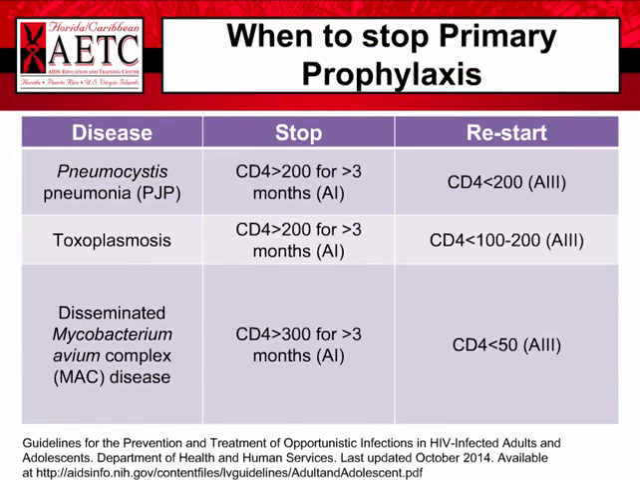So when do we stop this primary prophylaxis? For PCP, we typically stop when the CD4 count is above 200 for more than 3 months, and it can be restarted again when the CD4 count drops to below that 200 level. For toxoplasmosis, it's the same thing. Again, when the CD4 count is above 200 for 3 months, we can stop, and then restart it again when the CD4 count begins to drop. For MAC, the last one here, we stop prophylaxis at a CD4 count of 300 for more than 3 months, and then similarly restart when the CD4 count drops to below 50.